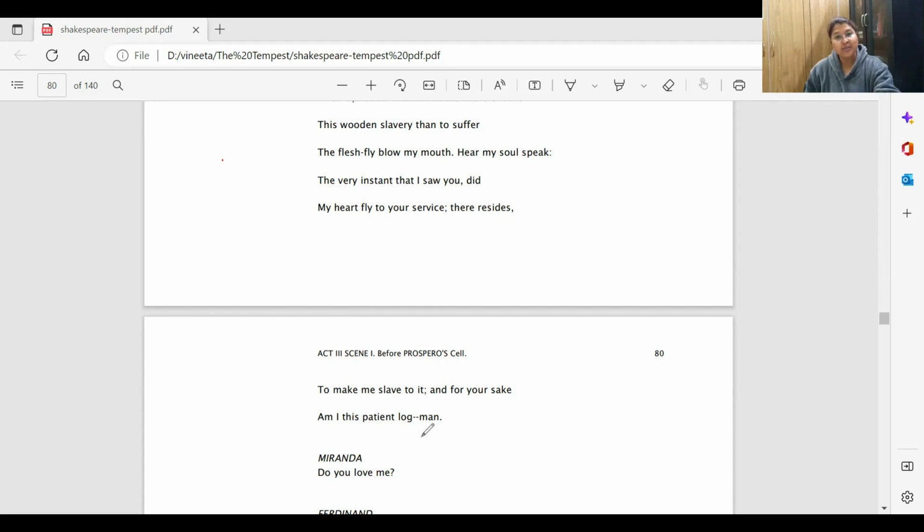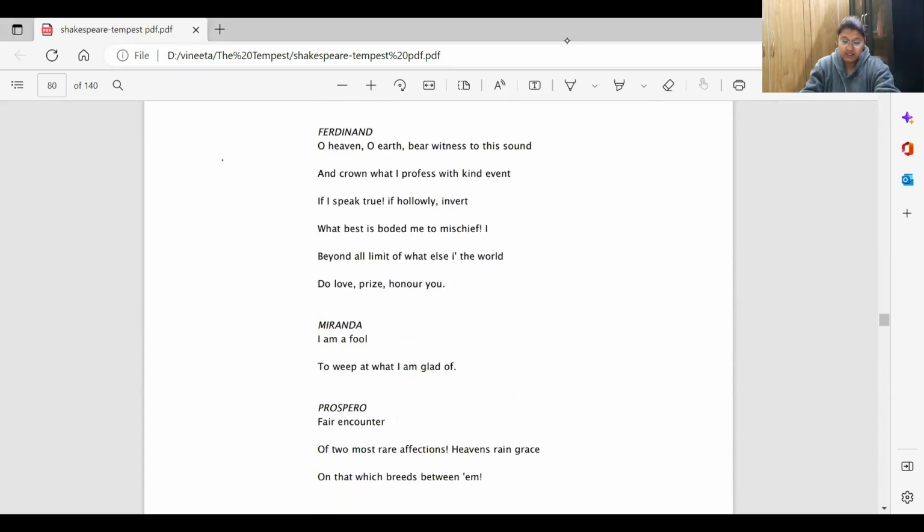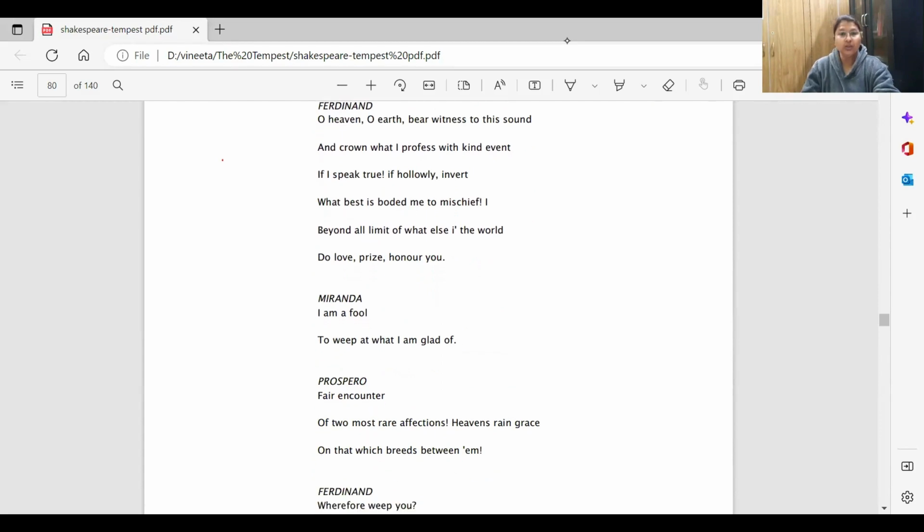Now at this, Miranda asks Ferdinand, do you love me? I told you in the beginning only that this scene is relevant because in this scene they are confessing their love to each other. So Miranda asks, do you love me? For that, Ferdinand says, "O heaven, O earth, bear witness to this vow, and crown what I profess with kind event, if I speak true. If hollowly, invert what best is boded me to mischief."